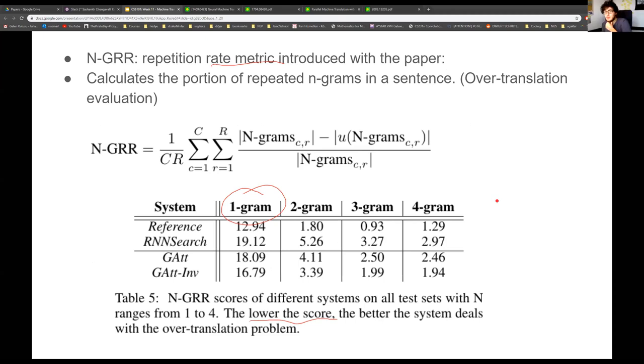Yeah, true. Maybe you could also compare it to the reference sentence too. If the reference sentence has repeated n-grams, then it should probably be fine that you have them too. Right. Yeah, you're right.